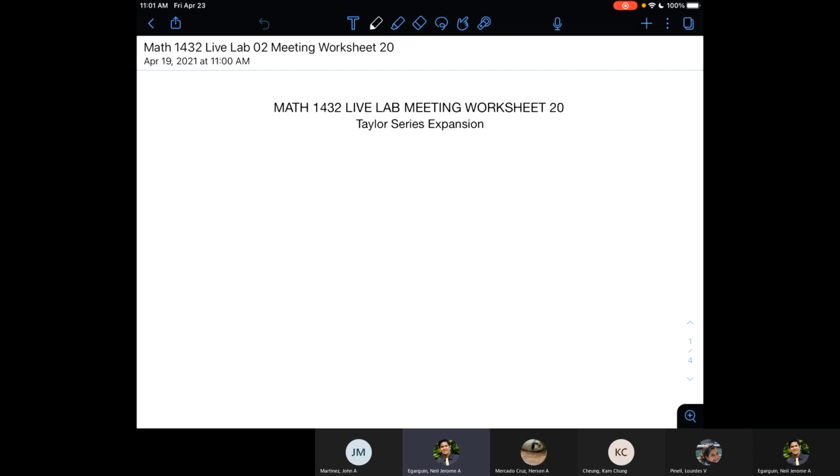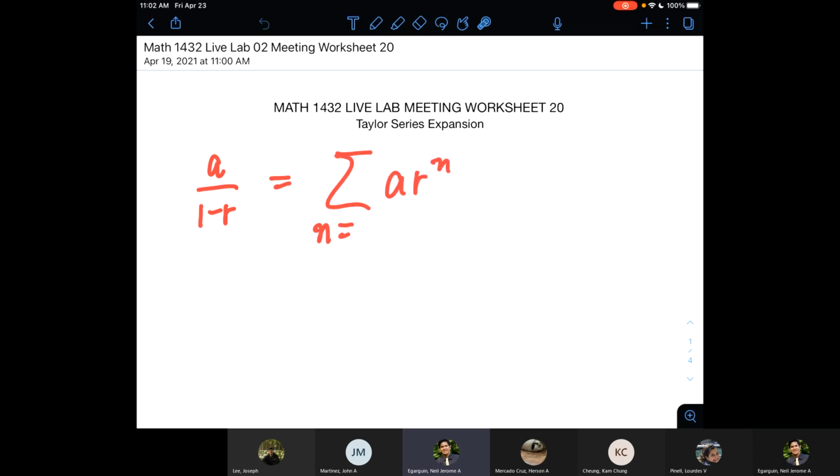Now, so far, in the previous worksheet, what we did is to find a series expansion for a certain class of functions that are related to a geometric series expansion, right? If you remember, we used the formula a over 1 minus r and say that it is equal to the sum of ar to the n going from 0 to infinity. And we use this fact in order to get the series expansion for certain functions. For instance, 1 over 1 minus x, its derivatives and integrals, right?